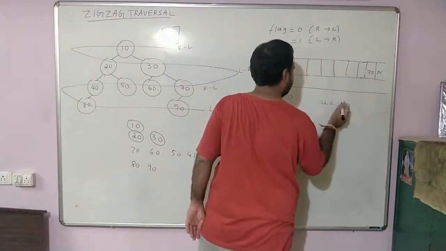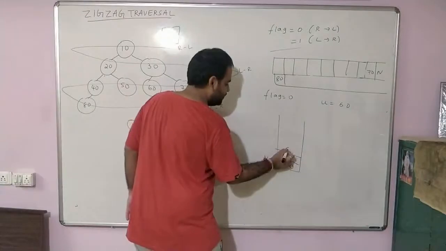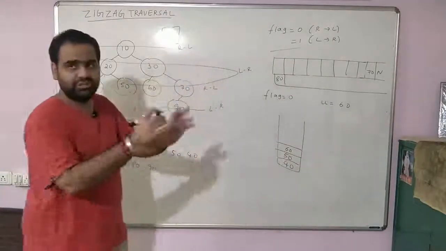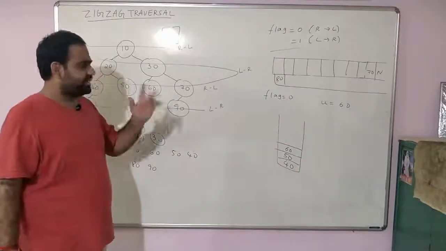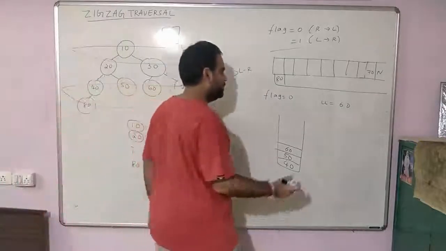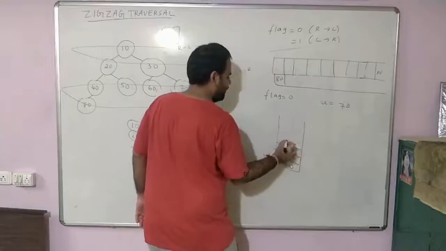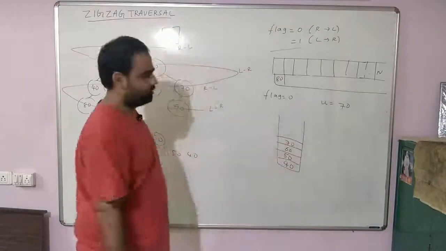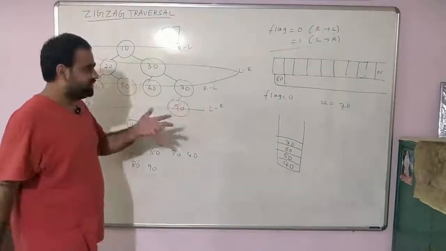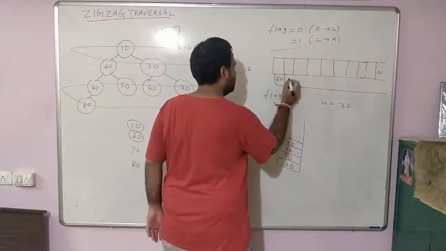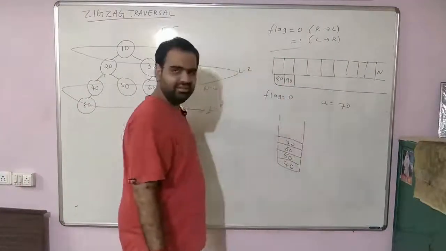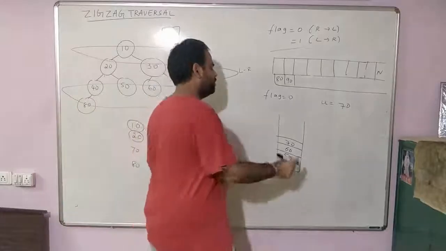Again you say u is equal to dq. What do you dq? You dq 60. The value of flag is 0. Therefore push 60. No left child and right child. Therefore do not enqueue anything. Now you dq. What do you dq? You dq 70. Again the value of flag is 0. Therefore you push 70 onto the stack. Does 70 have left child? Yes, it has left child. And what is the left child? 90, and there is no right child. Therefore you leave it.